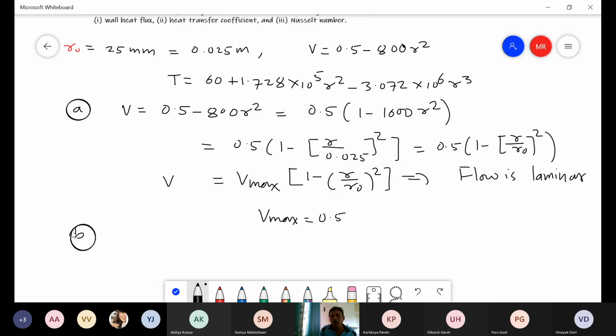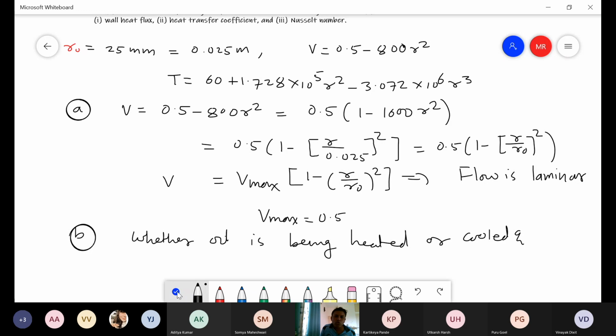Okay. Now in part B, what is being asked in part B, we have to find out whether the oil is being heated or being cooled. That is what the question is, isn't it? The temperature is given here.